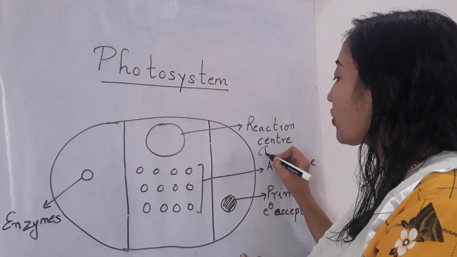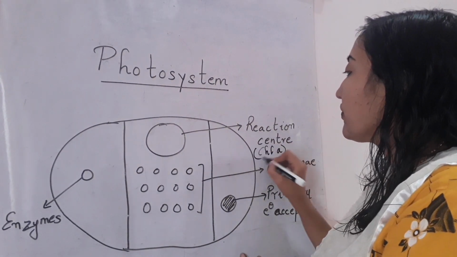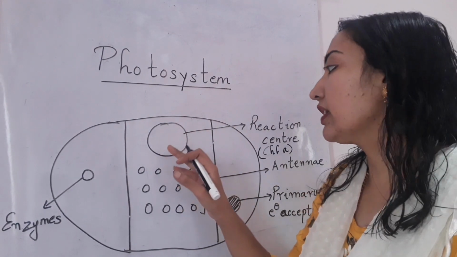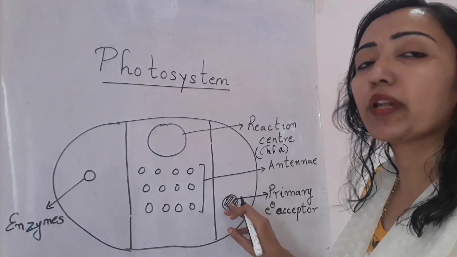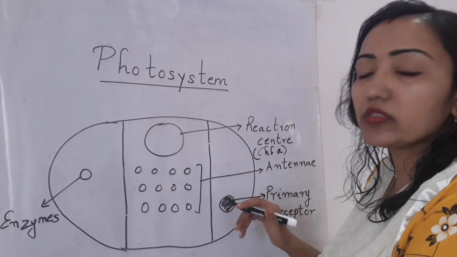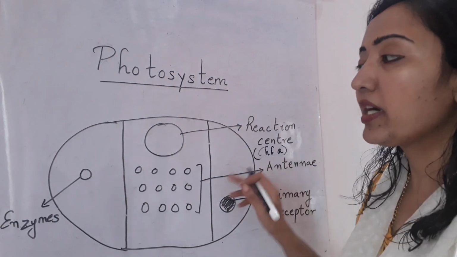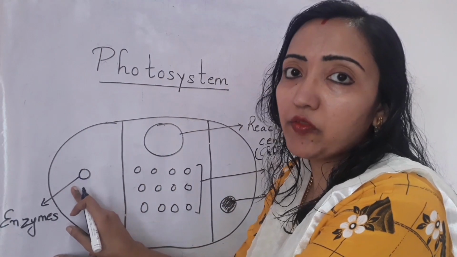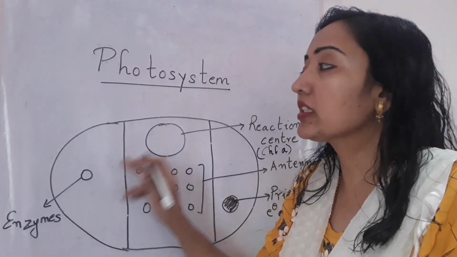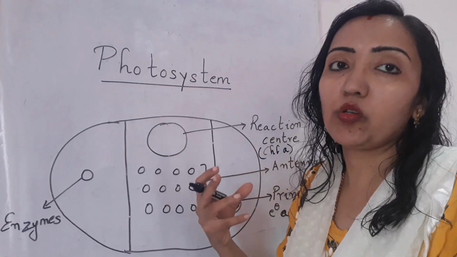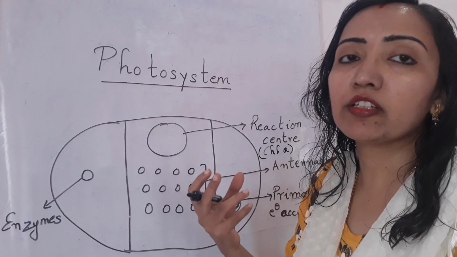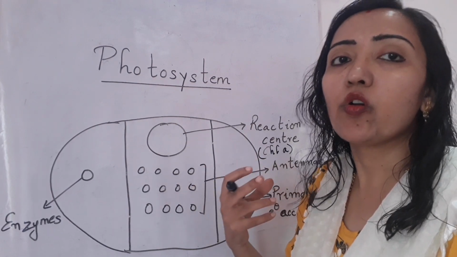Reaction center is chlorophyll A. Chlorophyll A is called the reaction center. It is the main pigment, and the reaction center gives the electron to the primary electron acceptor. There is a primary electron acceptor in the photosystem. It takes the electron. Apart from it, there are enzymes in the photosystem. Since the reaction center has enzymes attached to it, it can carry out photolysis of water. Photolysis of water is breaking of water to give hydrogen ions, electrons, and also oxygen.